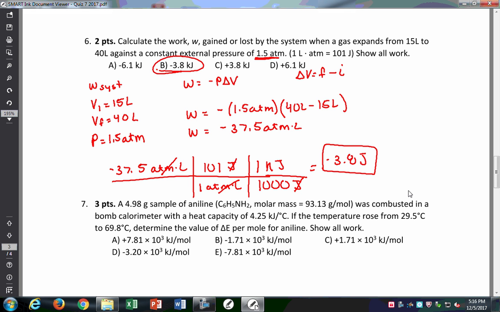So of course that sign is negative. Make sure you're setting up your delta V correctly, and don't forget that negative sign on P. Though you really shouldn't, because I gave you that as a given in the sheet.